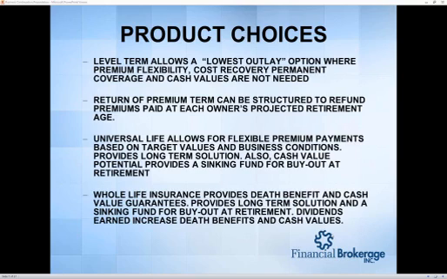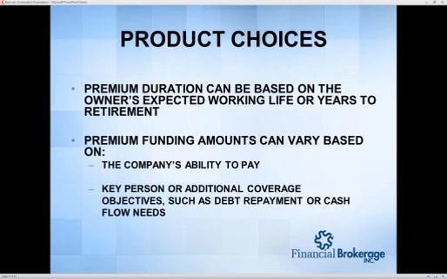Continuing on the next slide, you will see that types of life insurance used can be tailored to the owner's ages, the company's ability to pay, and can also be impacted by the need for additional coverage for key person insurance. There are circumstances when an owner dies and the bank loan may become payable in full, or there might be other obligations they need to fulfill.